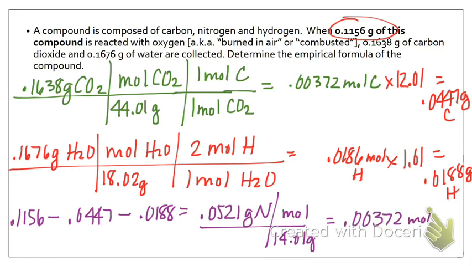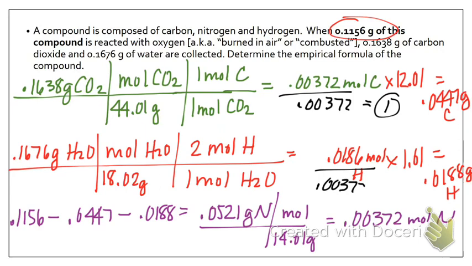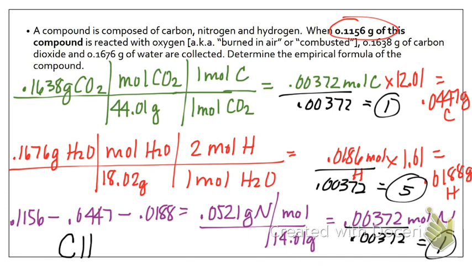So that gives me 0.00372 moles of nitrogen. So now to get my ratio, or my empirical formula, I'm going to divide all of the moles by the smallest number of moles, right? So divided by 0.00372 is going to be 1. Divided by 0.00372 ends up being 5. Divided by 0.00372 ends up being 1. So my formula is CH5N, and that is my empirical formula. Okay? Any questions?